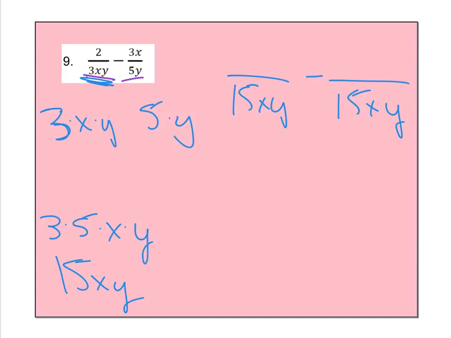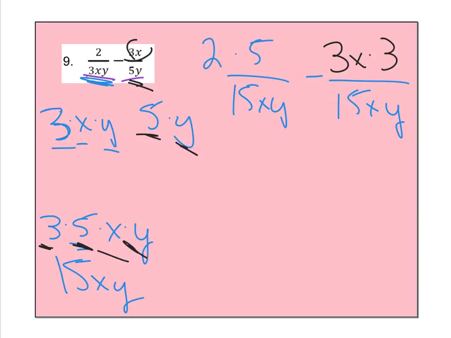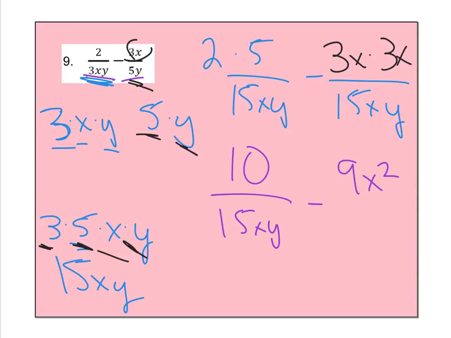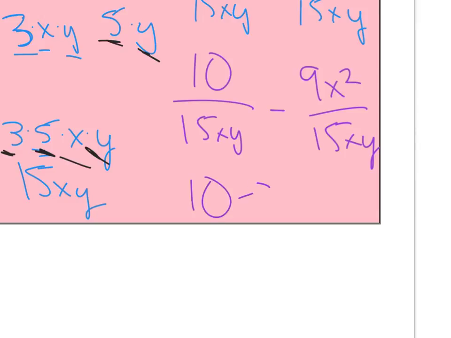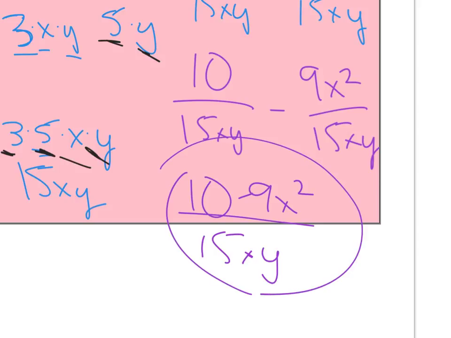So now, how do I change my top? Well, I'm going to have the 2 already. Now I've got 3xy, so what do I need to add? Well, just a 5. For the second one, for the 5y, I've got a 5 and a y. Okay, I've already got the 3x there that's already in the top. So now I need to add another 3x. So when I put this together, it becomes 10 over 15xy minus 9x squared over 15xy. Then I can put it all together, 10 minus 9x squared over 15xy. There's my answer.